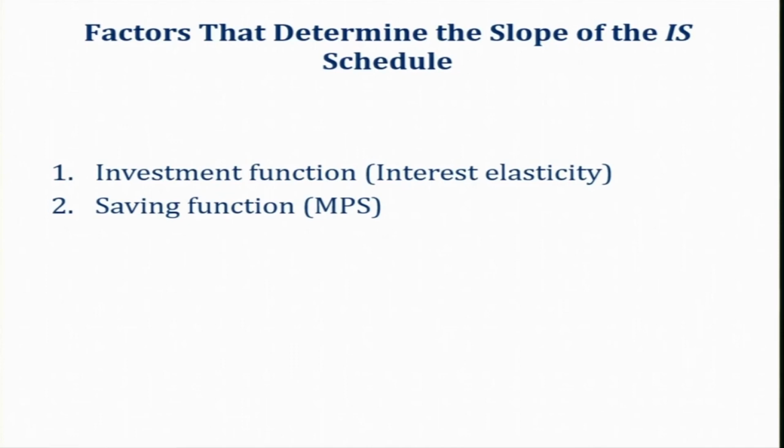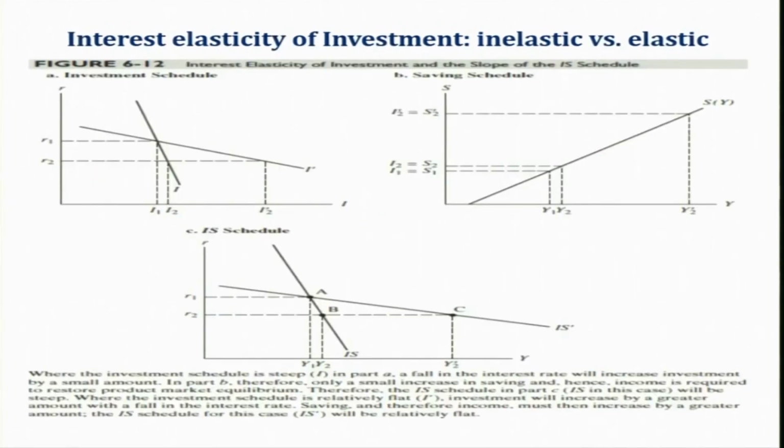Coming to the factors that determine the slope of the IS schedule, there are two factors we just saw. One is the saving function, that is, the marginal propensity to save, and the other is the interest elasticity of investment, which we can call the investment function. Coming to the first, the interest elasticity of investment, let us assume two scenarios. One, the interest elasticity of investment is very inelastic.